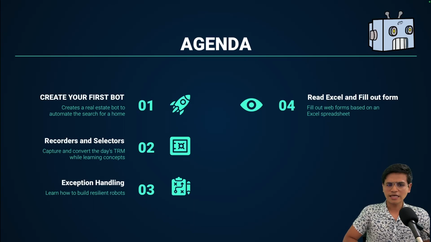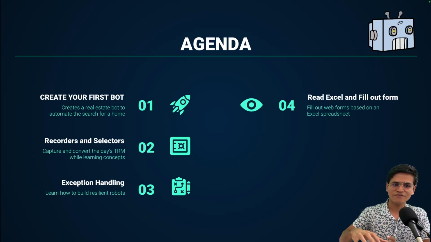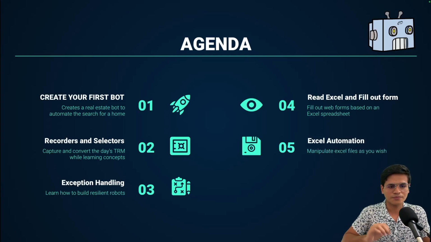Four, read Excel and fill out forms. Well, this is the day-to-day of an RPA developer, because all that we are going to do is take information from an Excel and then fill out a web form based on an Excel spreadsheet. So this is very important and a very used topic.